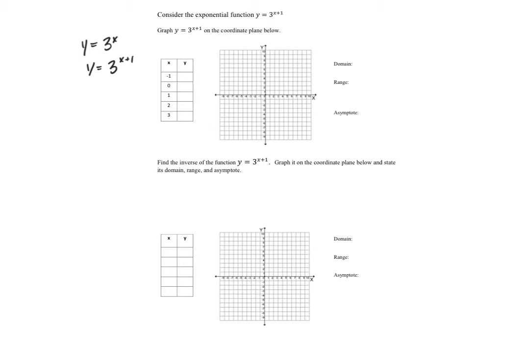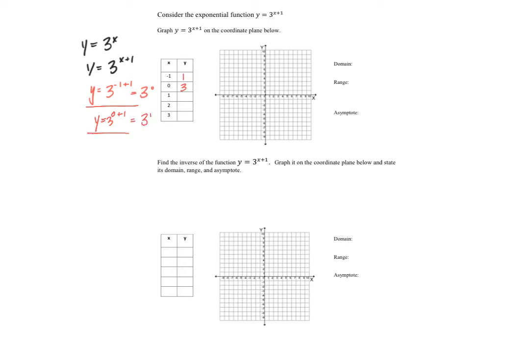So let's make a quick xy chart. When I replace x with -1, I have y is equal to 3 to the -1 plus 1, which is 0. So I have 3 to the 0. Any value to the 0 is 1. All right, same with the 0. I have y is equal to 3 to the 0 plus 1. And 0 plus 1 is 1. So this is going to give me 3 to the first, or 3.